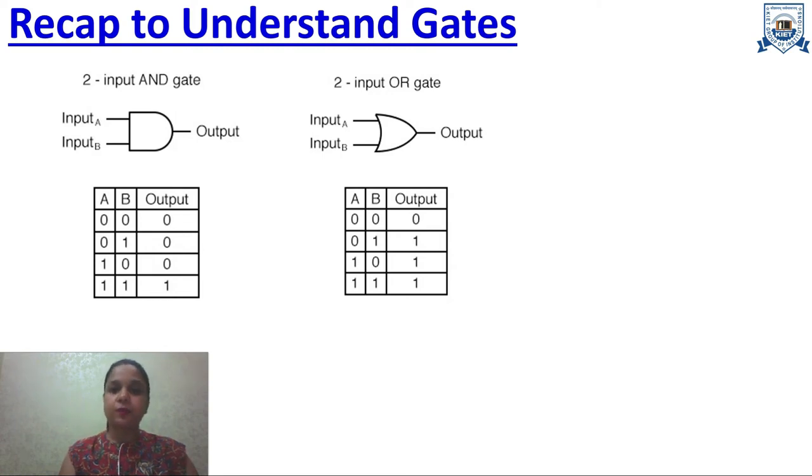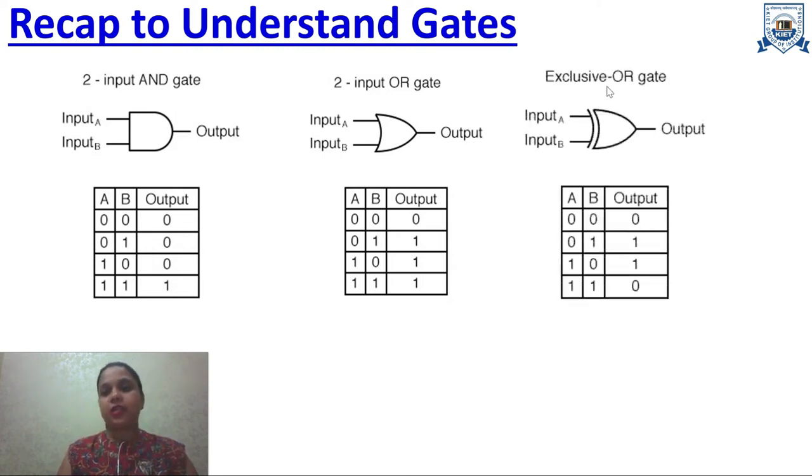Now let's see the next gate, that is XOR gate or exclusive OR gate. The symbol for exclusive OR gate is this. There will be two inputs and one output. Again, we will see the truth table. For two inputs, these are the four possible inputs and this is the output. For 0, 0 it is 0, for 0, 1 it is 1, for 1, 0 it is 1, for 1, 1 it is 0.